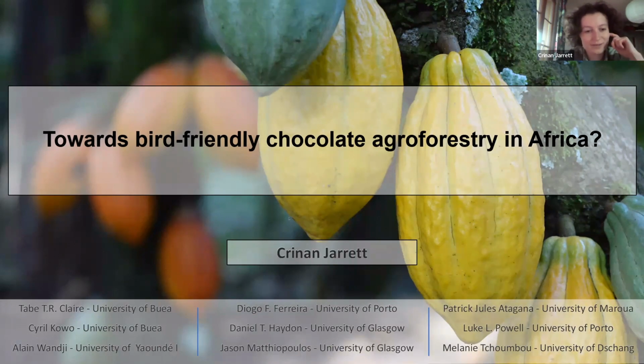So this cocoa project has only been possible thanks to a really international team of people, some of which are listed below, which include people from Cameroon, Scotland, and Portugal.